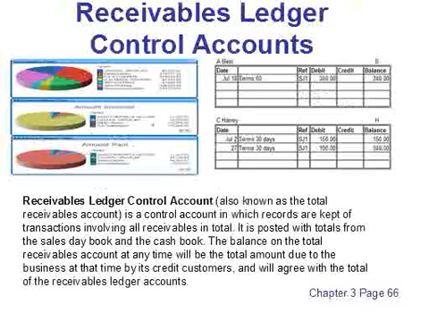Receivables ledger control account. Receivables ledger control account, also known as the total receivables account, is a control account in which records are kept of transactions involving all receivables in total. It is posted with totals from the sales day book and the cash book. The balance on the total receivables account at any time will be the total amount due to the business at that time by its credit customers, and will agree with the total of the receivables ledger accounts.